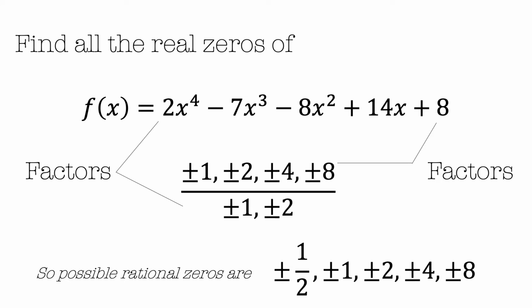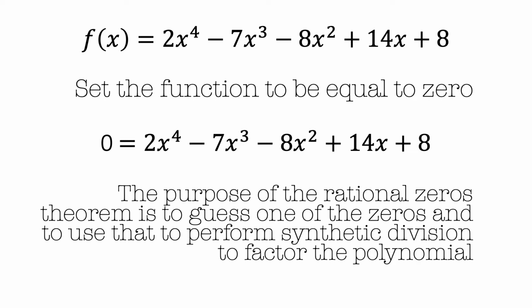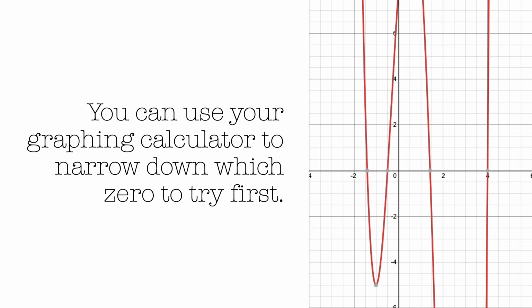So our possible factors are plus or minus 1/2, plus or minus 1, plus or minus 2, plus or minus 4, and plus or minus 8. Next, we're going to set our function to 0 and use one of our possible zeros to perform synthetic division to factor the polynomial. You can use your graphing calculator to narrow down which zero to try first.